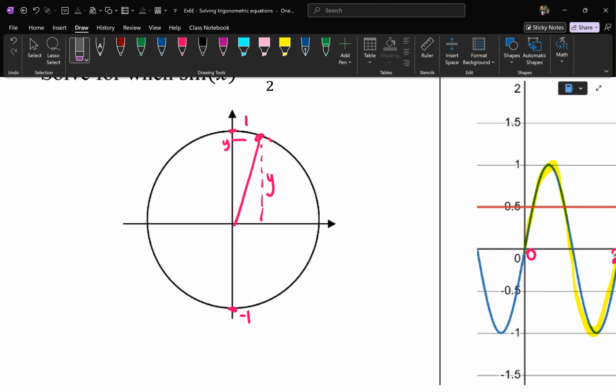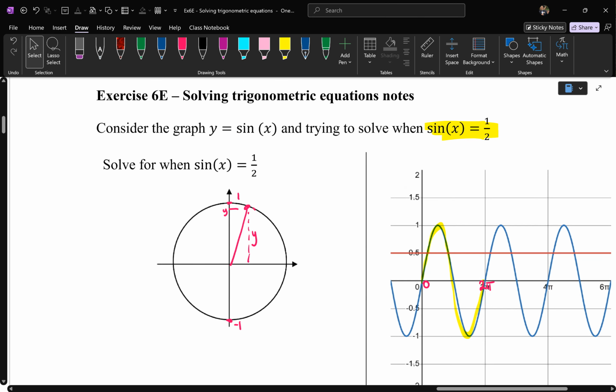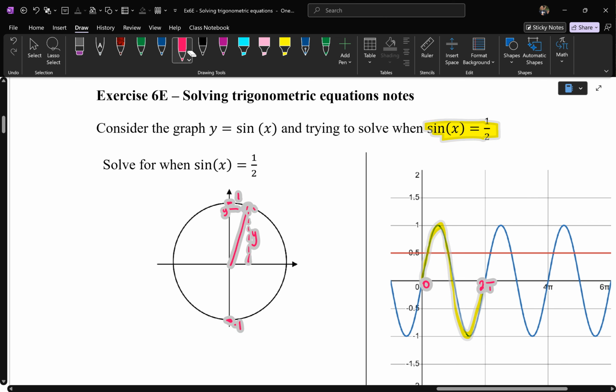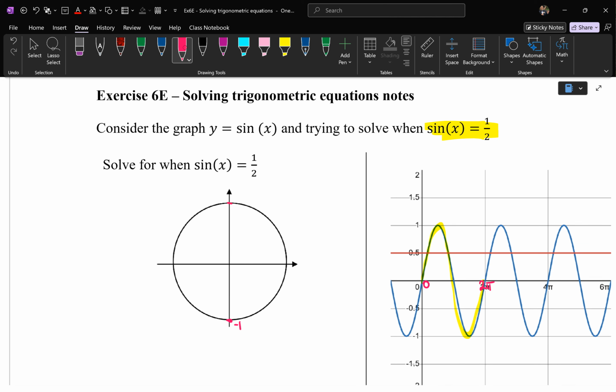When we say sine of x is equal to half, we mean sine of what angle will give you a y value of half. Looking at the unit circle, if this is 1, half must be somewhere there. So where on the circle will I have a coordinate where the y value is half? Well, there are only 2 points. It must be here, where the y value is half, and the other point must be over here, where the y value is also half.